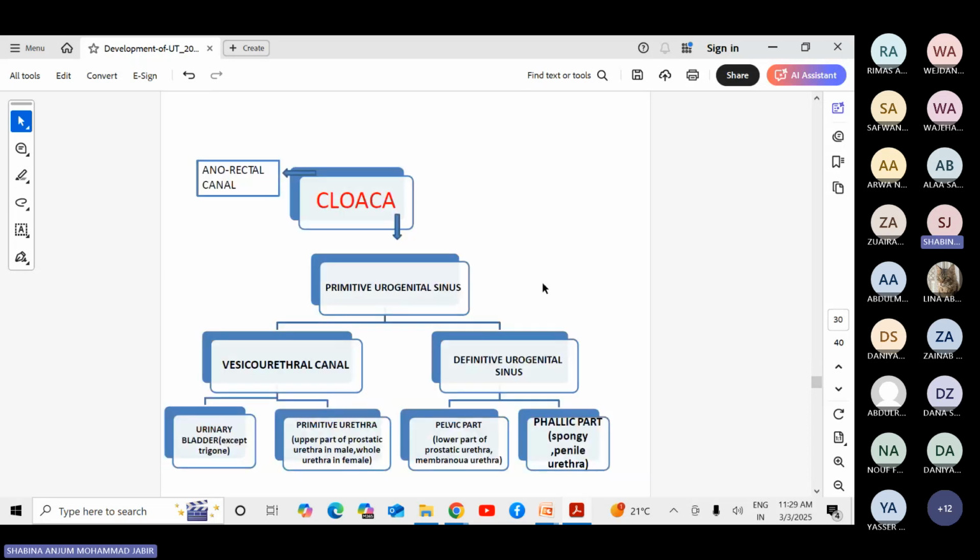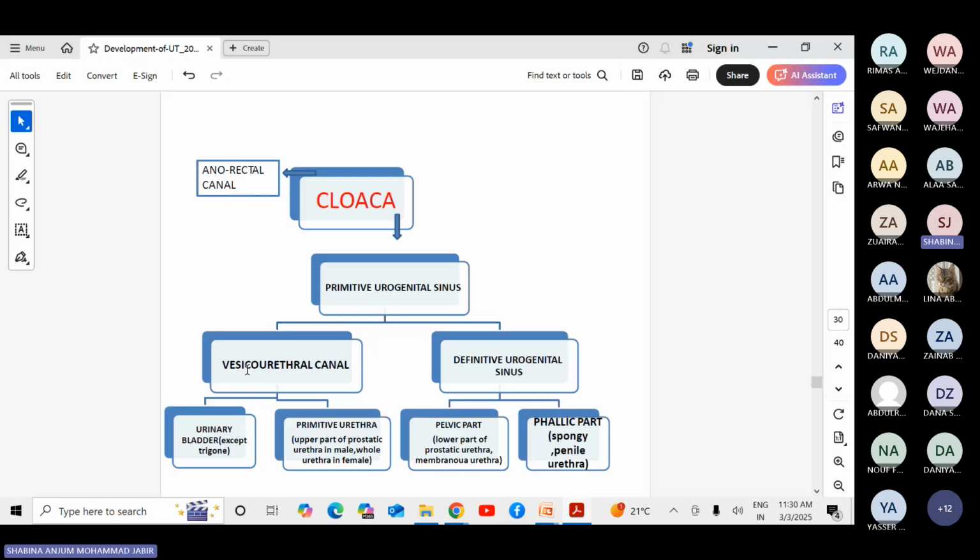So what happened to the cloaca? First of all, our cloaca will be divided into the anorectal canal. Okay, now we know what it is going to form. Then the primitive urogenital sinus. So what will happen to this primitive urogenital sinus? This will develop into the definitive urogenital sinus and the vesico-urethral canal.